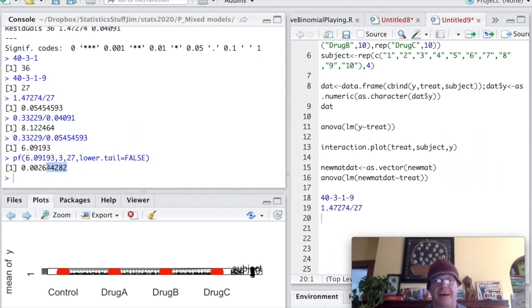And then here we have 0.002644282. That is the correct p-value, as long as we're happy that that's the correct way to calculate the denominator degrees of freedom. And so clearly you would never do this by hand.